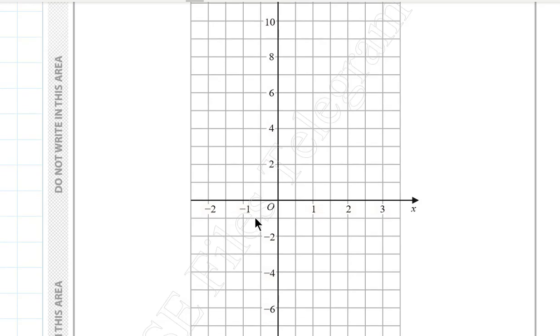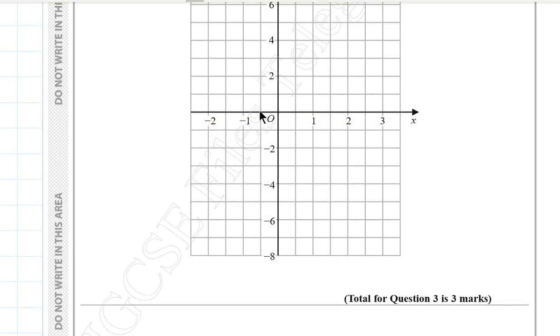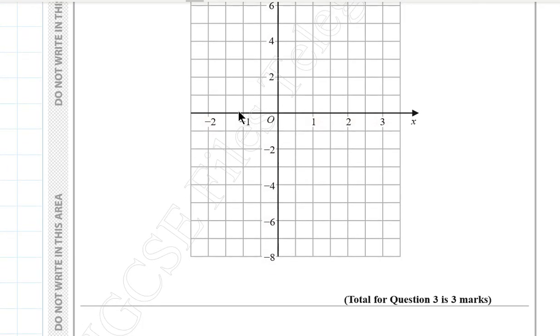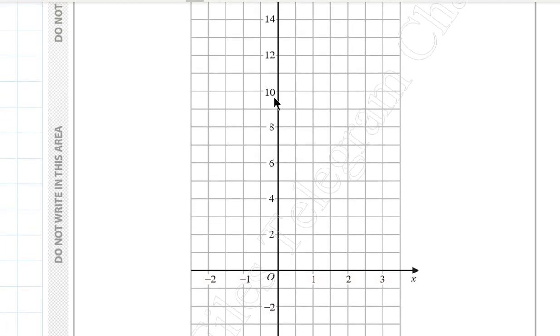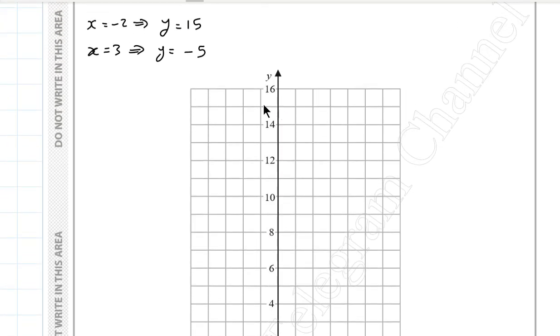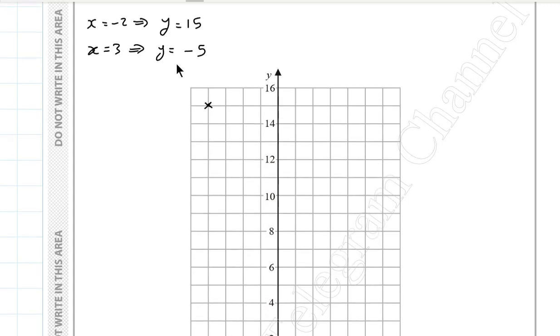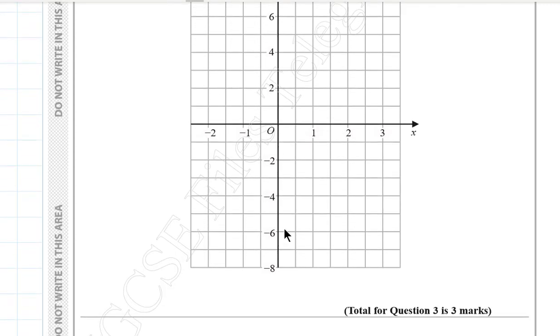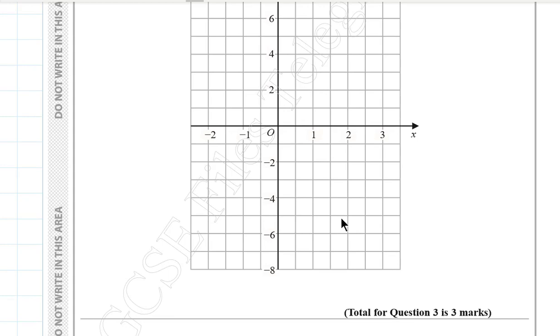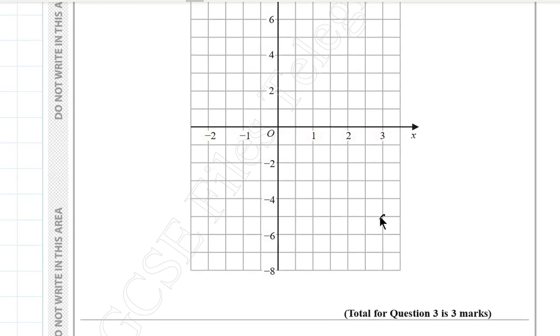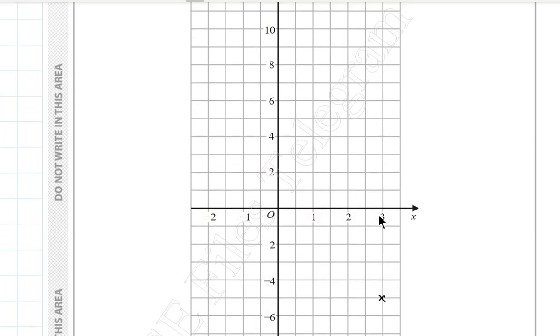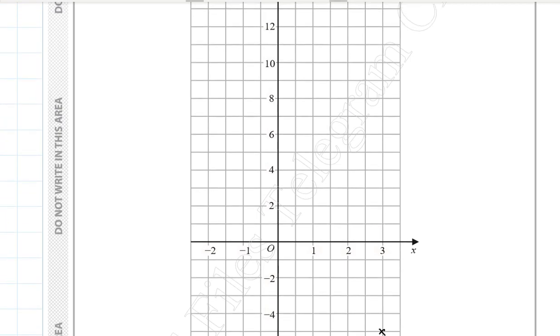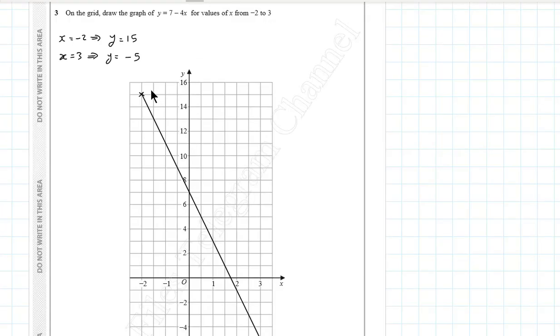So we have the ordered pair negative 2 and 15. Let's plot it in the graph. Negative 2 here. Okay, 2 boxes is 1 unit. And negative 2 and 15. This is 15, and this is negative 1, negative 2. That's it, okay. And also we have another point which is 3 and negative 5. This is negative 5, and this is 1, 2, and 3. We can join these 2 points as the following. Okay, this is the graph of the line.